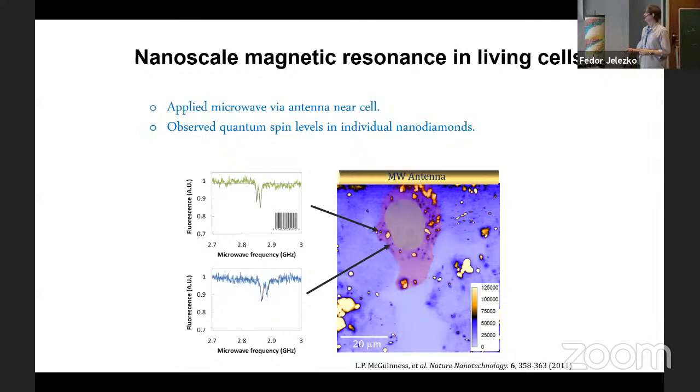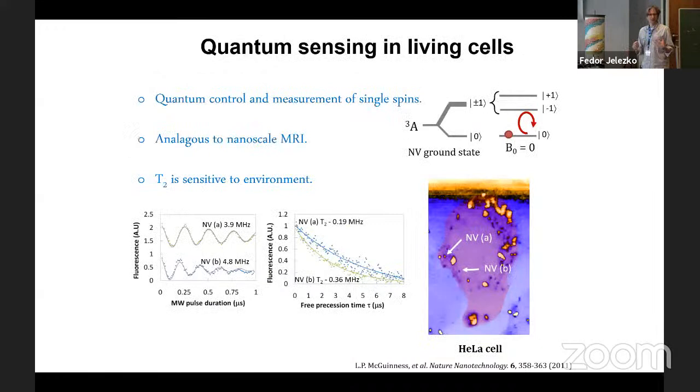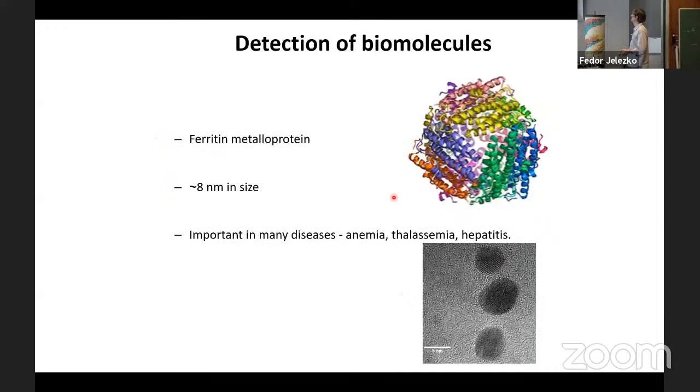You can also drive Rabi oscillations inside. The coherence time is a bit shorter than before, because the nanodiamonds were not so perfect. They still had a lot of junk on the surface, but nevertheless, you can measure T2 and T1 times. You can do Rabi flops. And it turns out that the T2 time and T1 time are both affected by the cell metabolism. Actually, when a cell was dying, a change was observed in the magnetic noise seen by the NV center. This is something that you can hardly measure from outside. You need to be inside of the cell to sense these biochemical reactions.